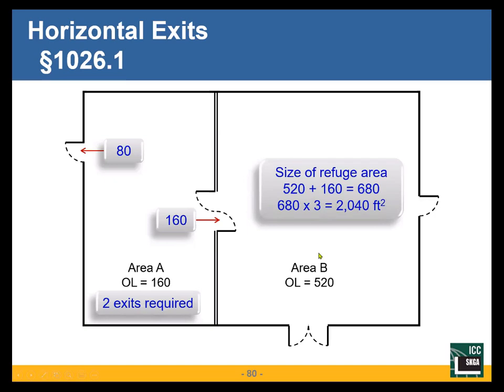Now, when they're in there, I take the occupant load in area B, add the occupant load from area A, 680. I have to have 3 square feet per person for standing area, basically staging area as they're waiting to exit the building. They're all going to leave the building. It's just going to take them longer now because I've got this additional 160 people in the building.